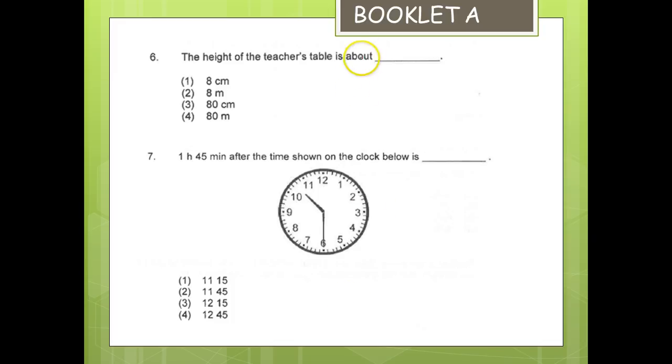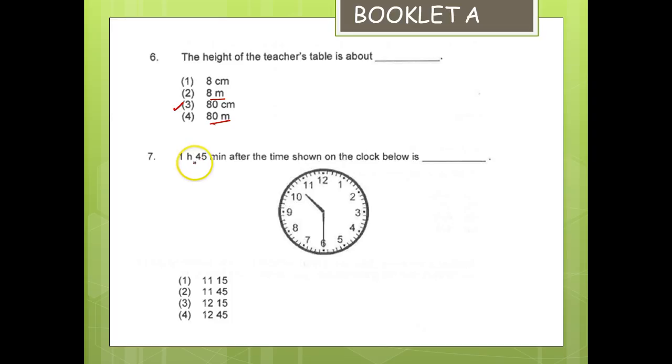The height of the teacher's table is about, the answer would be 80 cm, because 80 meter would be very long. 8 meter would be around the length of the classroom, and 8 centimeter is very short.